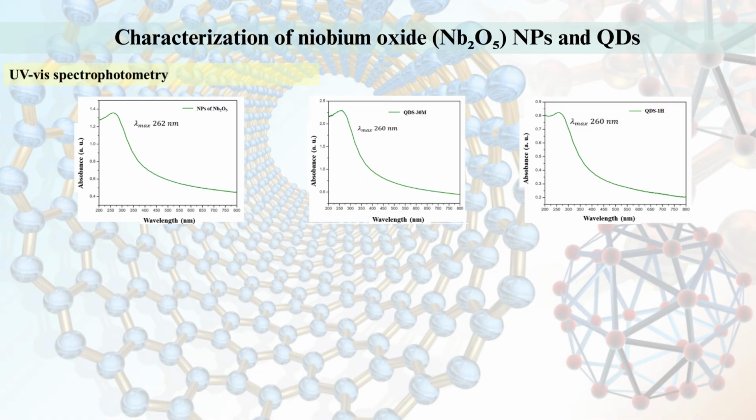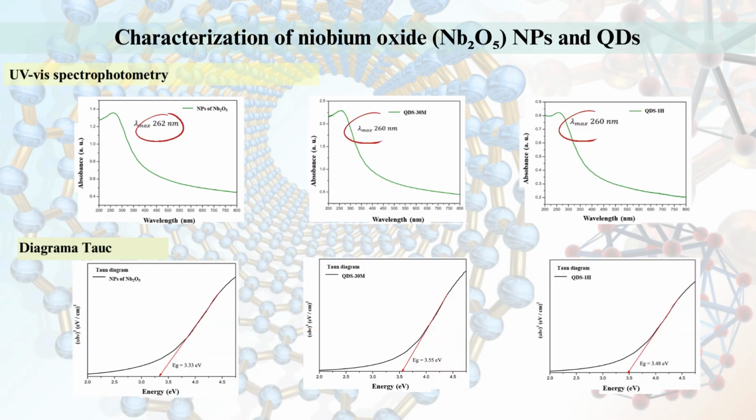UV-vis absorption spectroscopy of niobium pentoxide nanoparticles and quantum dots showed an absorption maximum at 262 nanometers for nanoparticles, with a broad absorption curve, and for quantum dots, obtained after 30 minutes and 1 hour of chemical etching, it showed an absorption maximum at 260 nanometers, with narrower and more defined spectral profiles. This shift of the absorption maximum towards shorter wavelengths, known as blue shift, suggests a decrease in the effective particle size, characteristic of the quantum confinement effect.